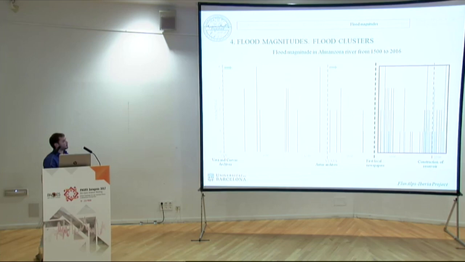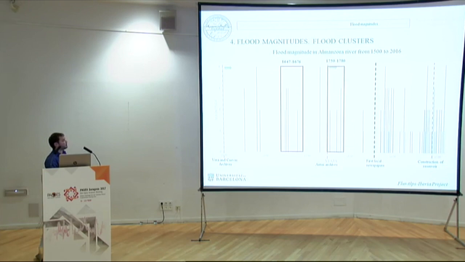We can see, in the second period, a very big cluster of descriptions of flood events, but we can distinguish several clusters. The first one is from 1647 to 1676. There are four flood events, and two of them are magnitude 3. The next flood cluster is from 1750 to 1780. There are only three flood events. One of them is magnitude 3, but during this period, the Almanzora River ran with a good amount of discharge. This is in the archives.